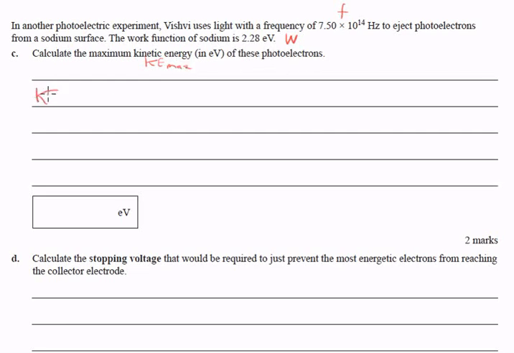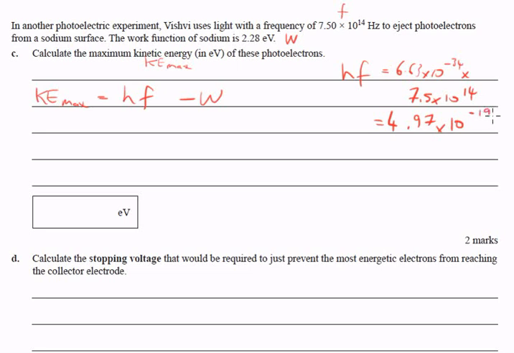So this is Einstein's equation for the photoelectric effect, KE max equals hf minus W. I'm going to do the hf first. In this case it equals 6.63 by 10 to the minus 34 by frequency 7.5 by 10 to the 14, which equals 4.97 by 10 to the minus 19. Now that's in joules.